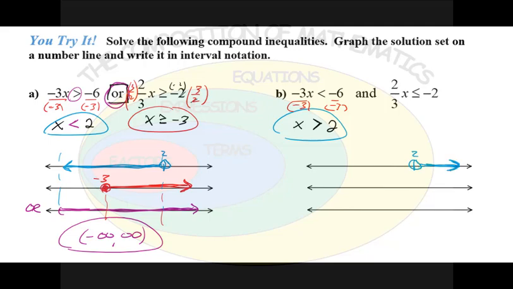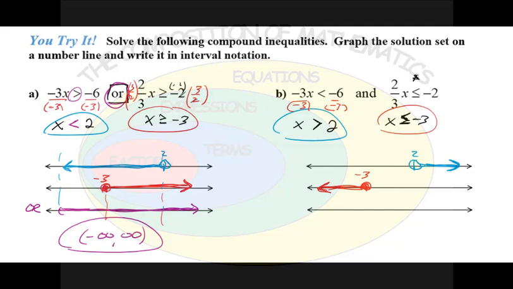We get the same inequality on the right side, multiplying both sides by 3/2. We're going to get x is greater than, or excuse me, in this case less than or equal to -3. So the inequality here is a little bit different. It's less than or equal to -3. So if we do that, -3, solid circle, and everything to the left in this case.